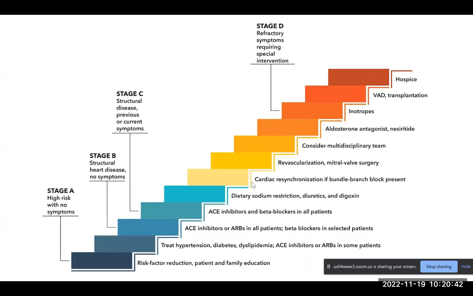Then you go up with them, you give them cardiac resynchronization if there is left bundle branch block, revascularization, mitral valve surgery or clip, and then you can consider multidisciplinary team for those patients. The last stage, which is refractory symptoms requiring special intervention, where you need inotropes, VAD or a transplant, and at the end you might need hospice if there is no solution.